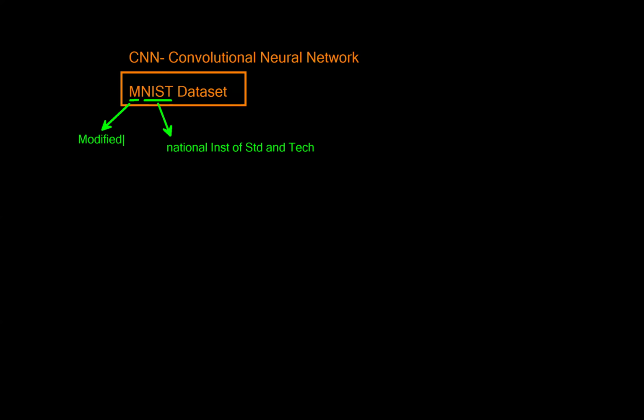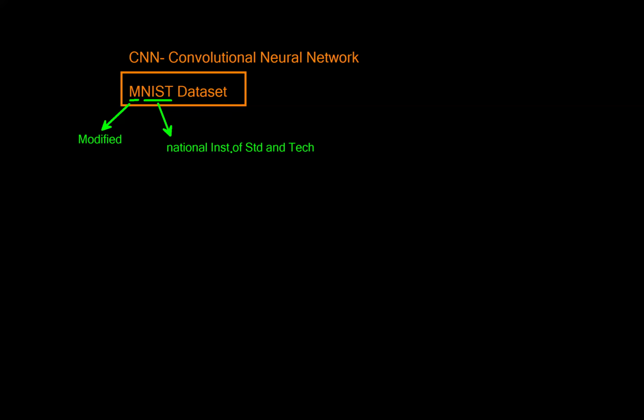Before MNIST, it was known as NIST, and it's a US standard body, where 70,000 grayscale, meaning black and white, images of handwritten digits from 0 to 9 are there.